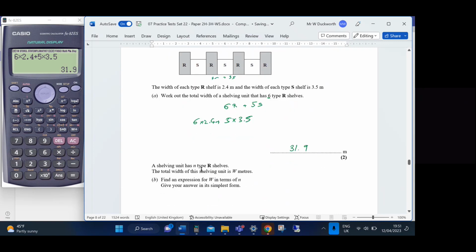Right, a shelving unit has n type R shelves. The total width of the shelving unit is W. Find an expression for W in terms of n.